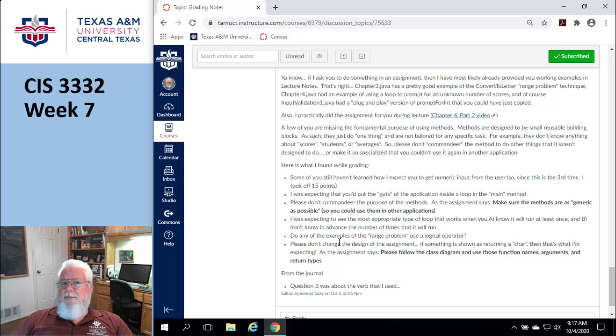If you look at the range problem in the book, look at the range problem in the lecture notes, you look at the range problem in the videos, not a single one of those has an and in there or any type of logical operator. How does that work? Well, that's why we have a textbook. That's why we have all these things. I provide you these resources. I really kind of expect you to be looking at them. And then, of course, don't change the design of the assignment. When I give you the class diagram and it says something returns an integer, well then, by God, I expect it to return an integer. Right? Okay, so you don't have the rights to go in there and start changing the design. You have to follow the design that I give you.